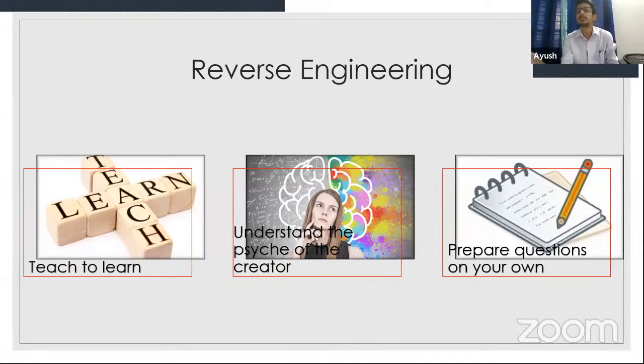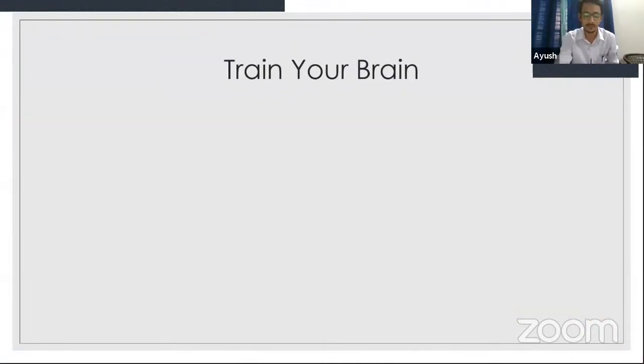And then prepare questions, give it to each other, right? Solve the questions. This will again give you a lot of confidence, and this will definitely help you understand the psyche of the creator. And this way again you will be able to remember things for a longer period of time. This helps actually a lot in your English, in your legal aptitude, in your GK, in all kinds of sections. I think now I'll move on to the main topic which I want to discuss.